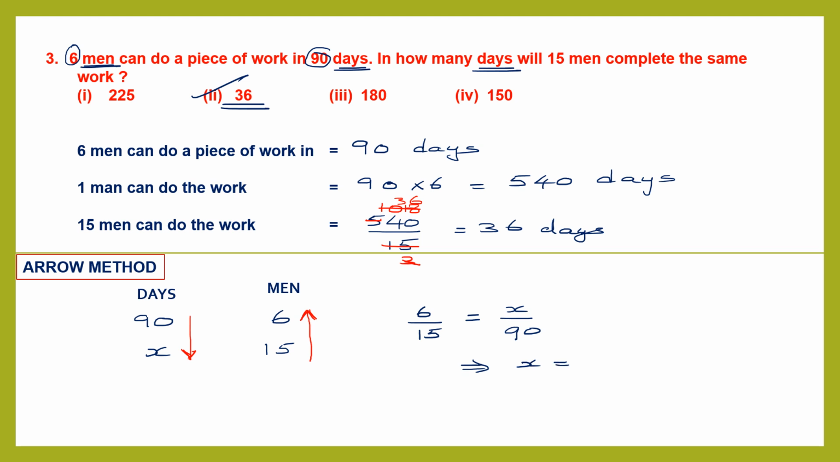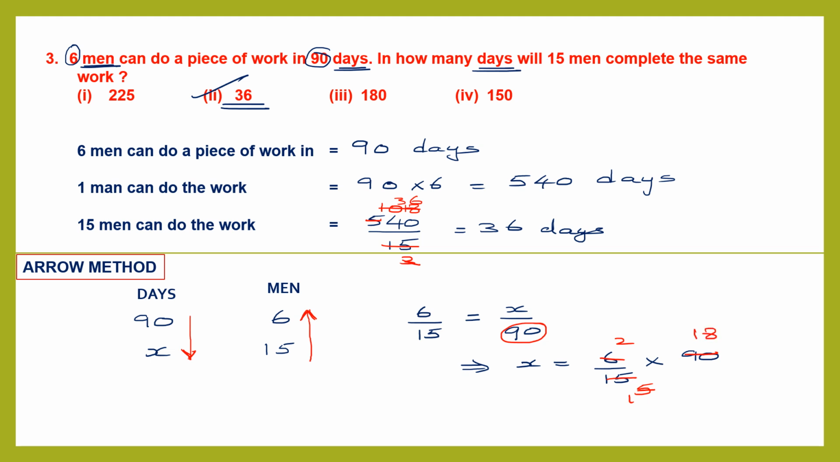So x will be equal to 6 by 15 and I'm going to transpose this 90 to the other side. Here it is division. When it goes to the other side, it becomes multiplication. 6 by 15 into 90. So now we can cancel and get our answer. So let me cancel this with 3. 3 2s are 6, 3 5s are 15, and cancel 90 and 5. So this will be 5 ones are 5 and 5 into 18 is 90.